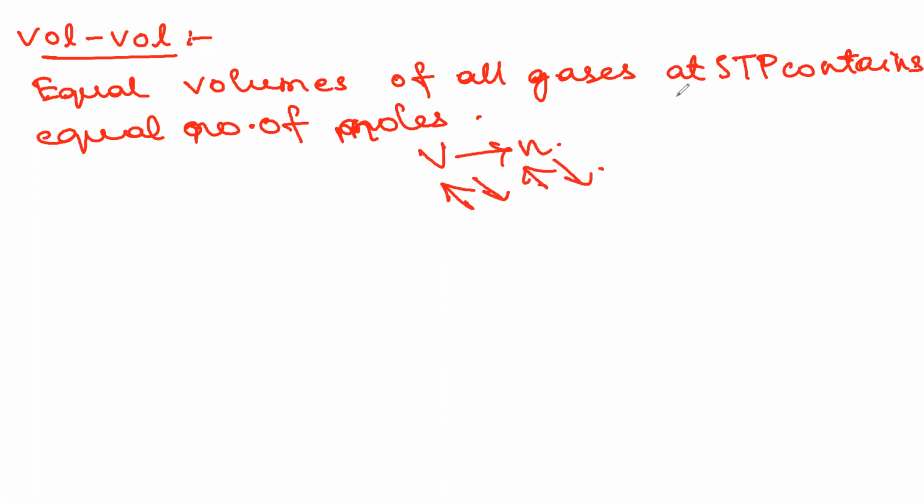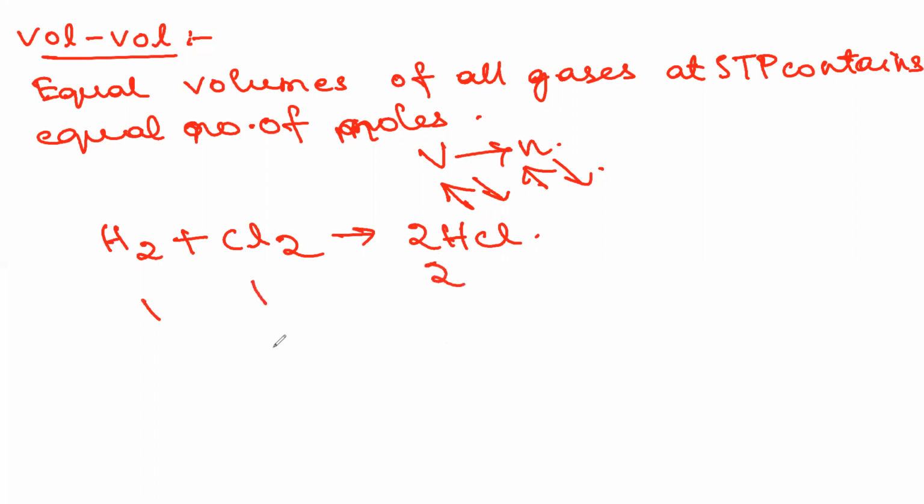What I'm trying to say is, in case of volume relationship, when you are comparing volumes and number of moles, straight away we can compare directly. For example, H2 plus Cl2 gives 2HCl. So in this case, directly you can say 1 mole of hydrogen gas combines with 1 mole of chlorine gas to form 2 moles of HCl gas. Simply, since volume is proportional to number of moles, 1 volume of hydrogen gas combines with 1 volume of chlorine gas to form 2 volumes of hydrogen chloride gas.